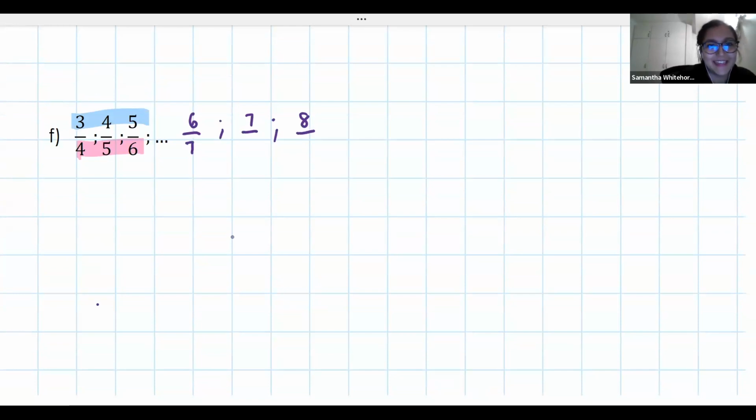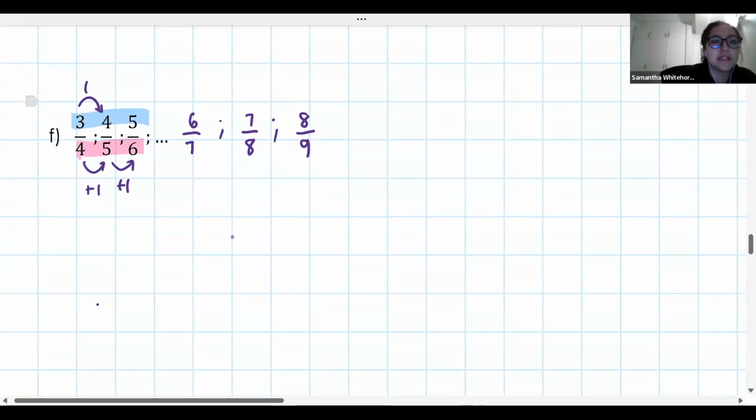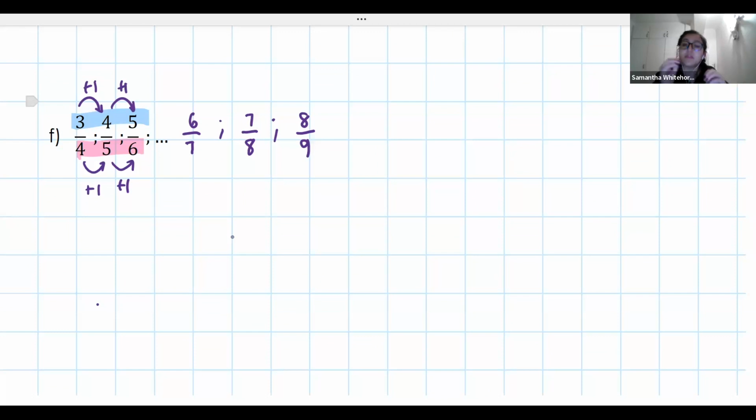Good, well done. So guys, essentially in both of them, you're adding 1 each time. You've just started at a different point. In your numerator, you started at 3, but in your denominator, you started at 4. So you're adding 1 each time to both the numerator and denominator. The numbers are just different because you had a different starting point. And so our next 3 terms are 6 over 7, 7 over 8, 8 over 9, and you could keep going if you wanted to.